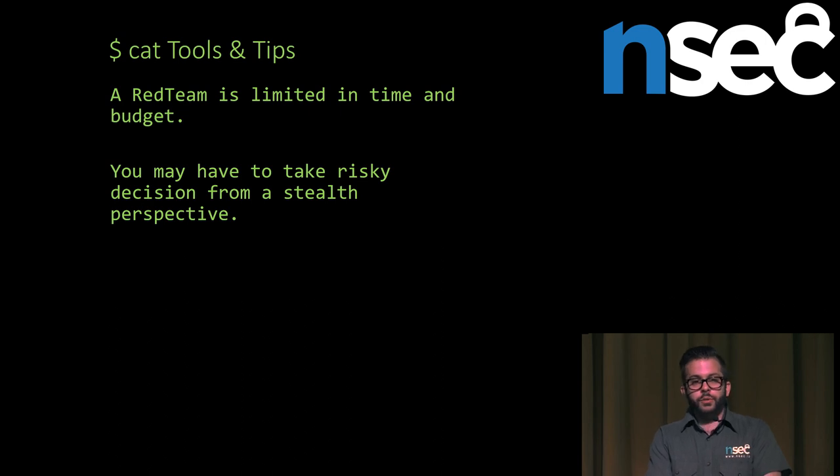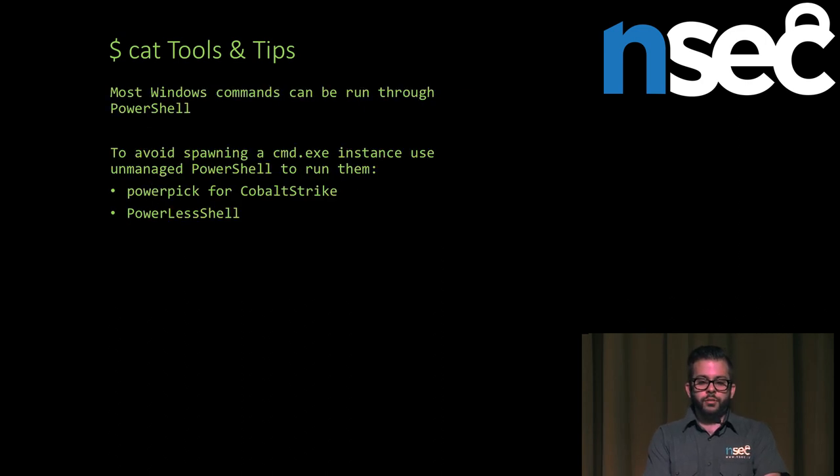Unfortunately, Red Team and real life are a bit different because we're limited in time and budget, right? So the client is paying for your service, so sometimes we have to hack fast because we're just running out of budget or time. So we may have to take risky decisions, but you have to be careful and make sure that you're taking the risky decision for the right reason. Like as we mentioned earlier, migrating to Explorer is probably something that can be done fairly stealthily and may be extremely valuable for you. Most Windows commands can be run through PowerShell.